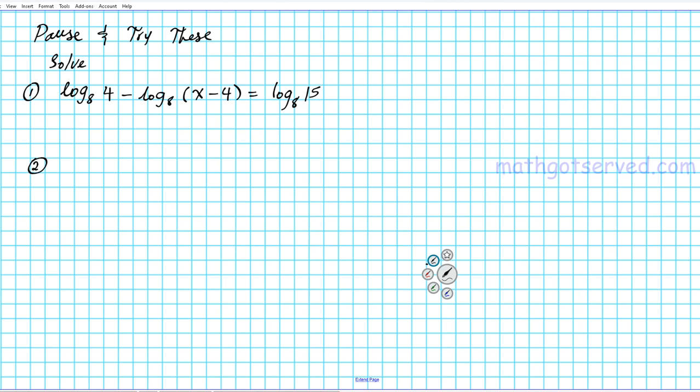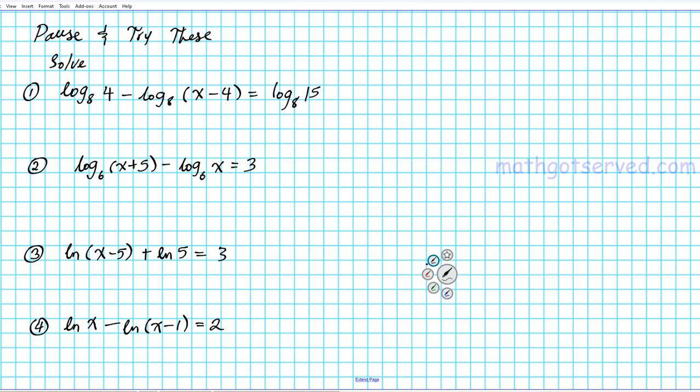Number two, what if you have log base 6 of x plus 5 minus log base 6 of x is equal to 3? And then for number 3, let's say you have the natural log of x minus 5 plus the natural log of 5 equals 3. And then for number 4, the natural log of x minus the natural log of x minus 1 equals 2. All right, so go ahead and pause the video presentation at this time and try these 4 problems. When you're done, click on the playback button and we'll show you what the answers are.